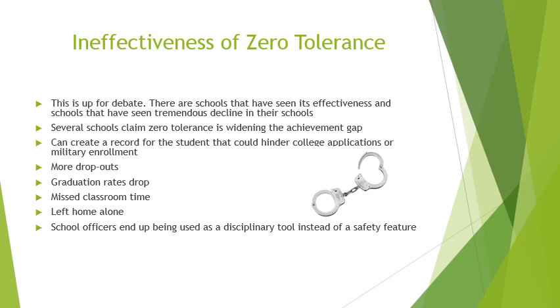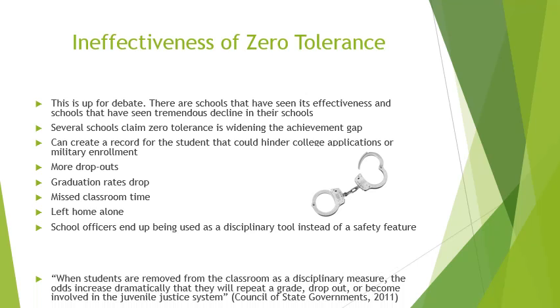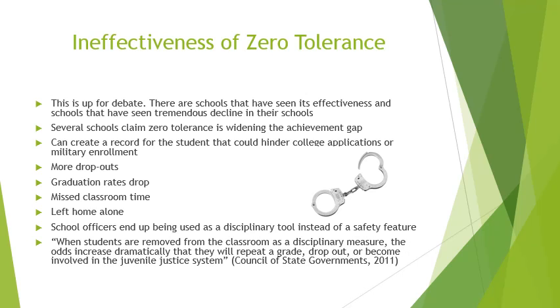Another problem is that school officers are ending up being used as a disciplinary tool instead of a safety feature. The Council of State Government declared that when students are removed from the classroom as a disciplinary measure, the odds increase dramatically that they will repeat a grade, drop out, or become involved in the juvenile justice system. Zero tolerance may have begun as a law calling for expulsion for having a gun on school property, but has completely changed into a negative form of punishment that deals with bullying, drugs, alcohol, and any act of violence.